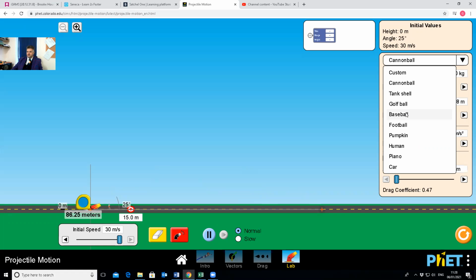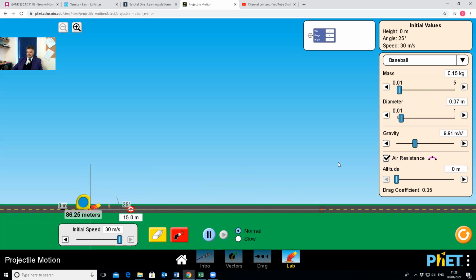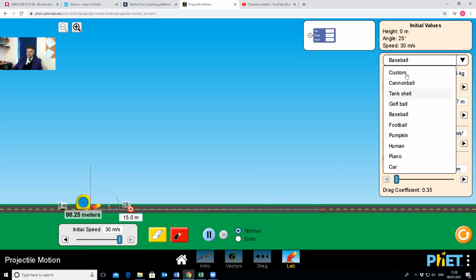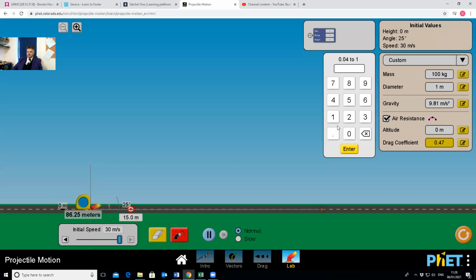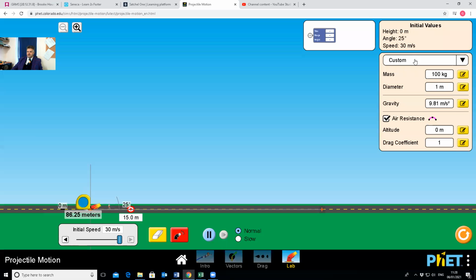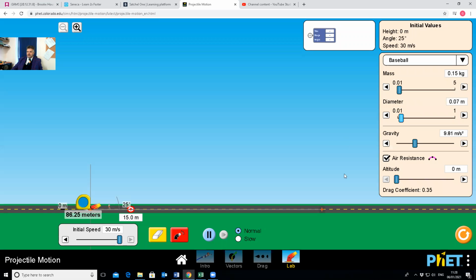So something like a baseball. If I click on something like a baseball, I can actually then work out what the drag coefficient is. You can even, if you want to, do something that's customized, and you can set your own drag coefficient, maybe to 1.0, for example, and that gives you more drag. But I'm just going to use something like a baseball for now. Okay, I'm at 0 altitude to create the most friction, because I want to see what effect the air resistance has on the optimum launch angle. So I could fire my baseball, my initial speed of 30 meters per second. I'm keeping that constant, and I just fire it.